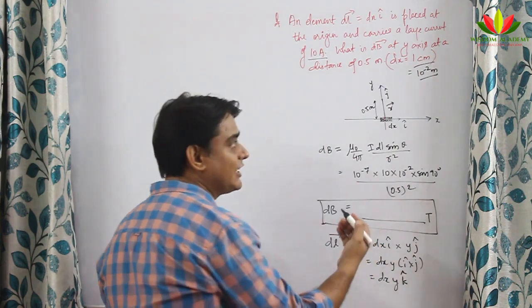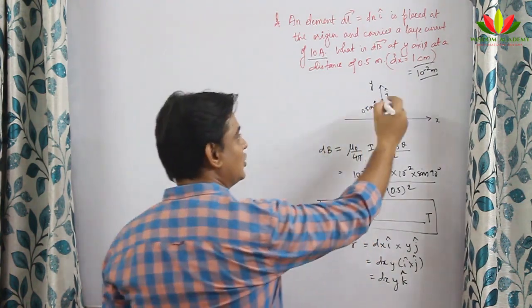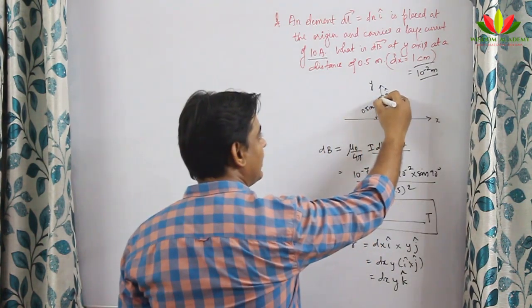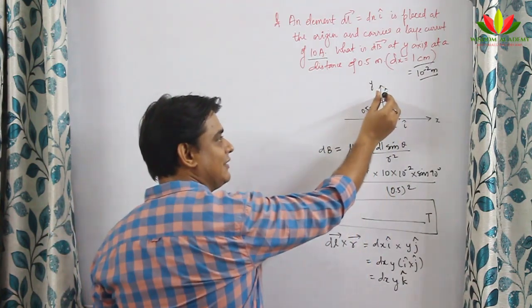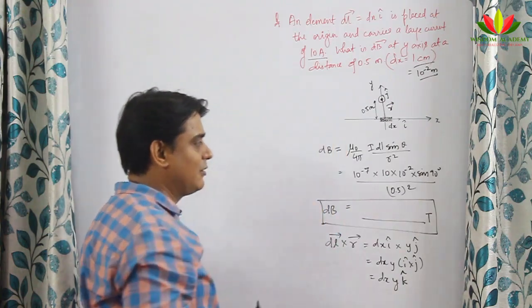So k cap means which direction? Z direction. So it will be outward. I will write one dot and put a circle. That means it is outward, so out of the plane. It's something like this. So the direction of the magnetic field is in this direction. I hope you are understanding what I am trying to say.